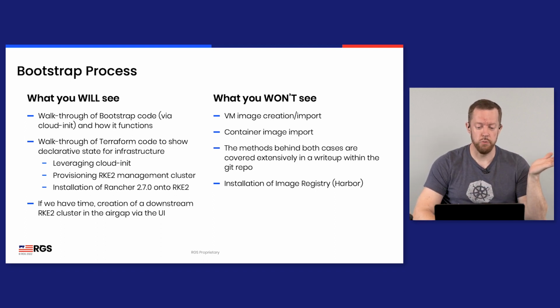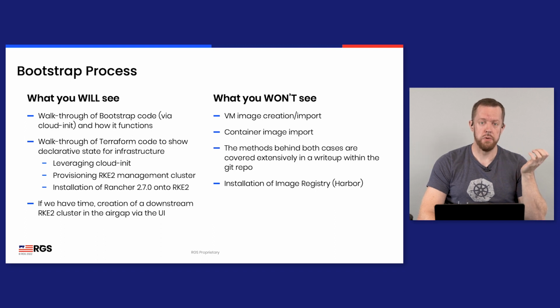What you are going to see is we're going to walk through the bootstrap code, the cloud-init specifically, and talk about how it functions. We're going to walk through the Terraform code to show the declarative state for infrastructure and how it's all brought together. We're going to talk about dependencies and variables and some of the Terraform idioms and how that works. And then we'll see how the installation of Rancher 2.7.0 on RKE2 works.